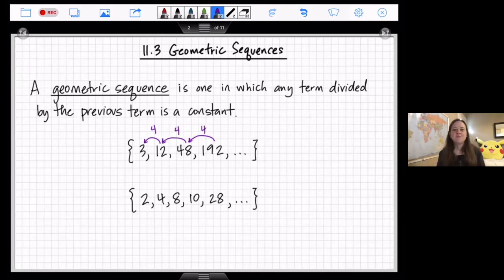It's defined in terms of division, but usually we think of it in terms of multiplication. To get from 3 to 12, we would multiply by 4. Here we'd multiply by 4. Here we'd multiply by 4. So this one is geometric.